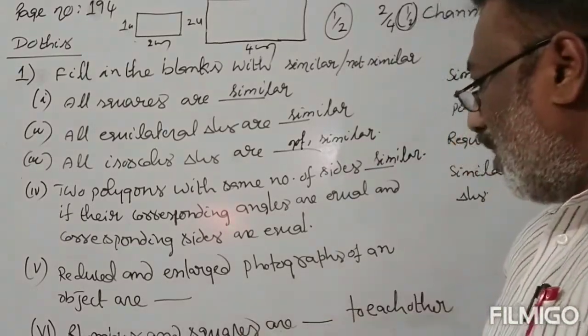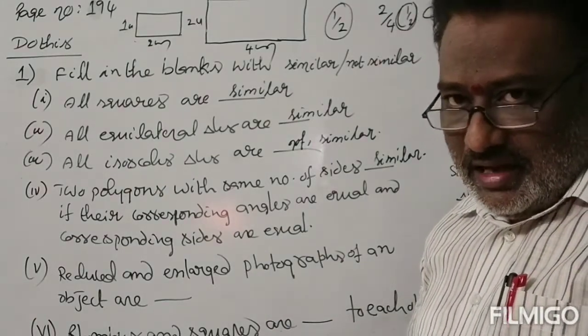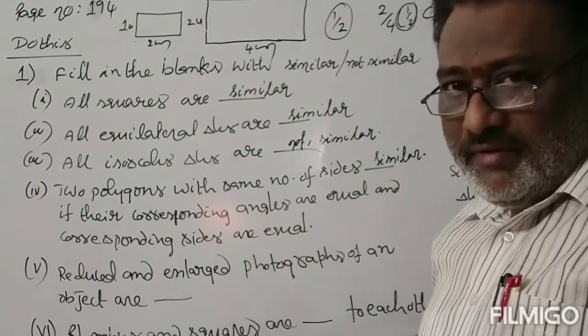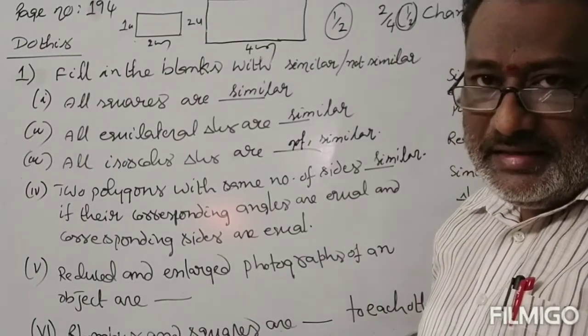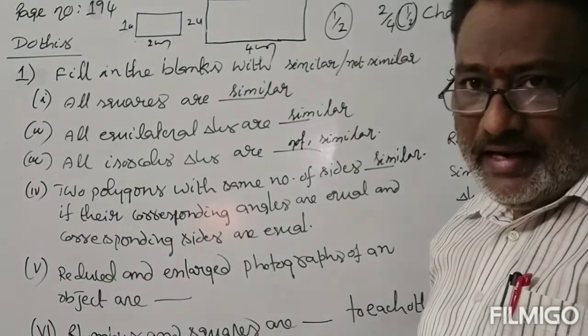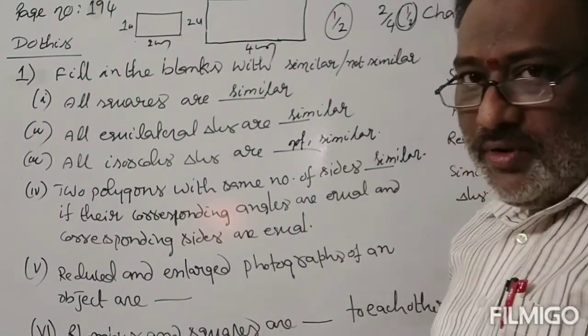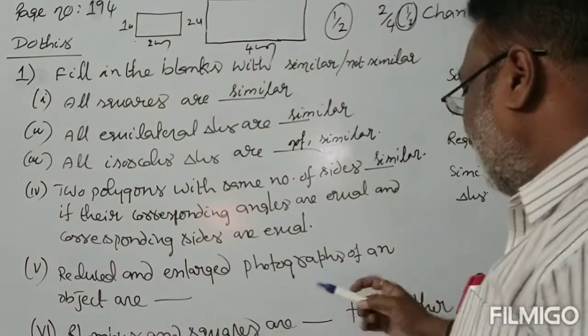But whenever you come to square, all angles are equal, each angle is 90 degrees. In the condition of angles, it fails. The condition according to angles is failed. That's why these two figures are not similar. Simply you can write these two figures are not similar.